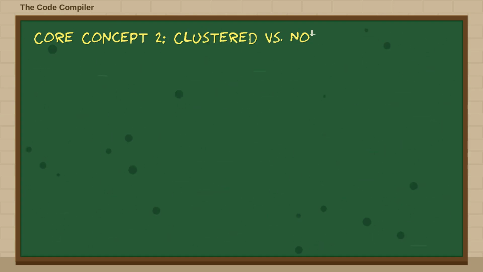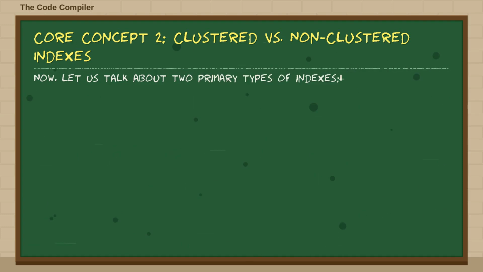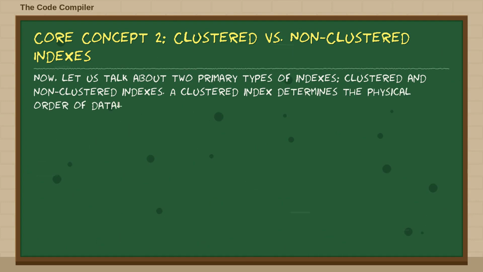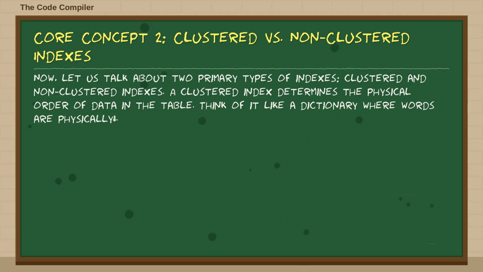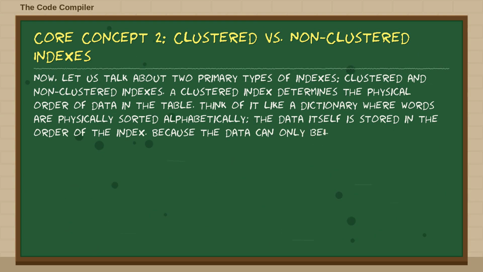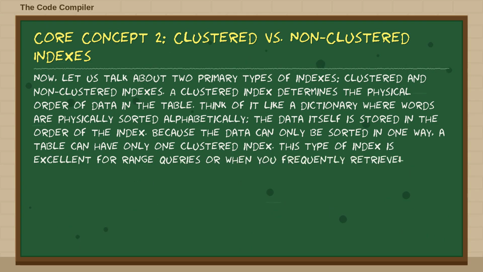Now, let us talk about two primary types of indexes: clustered and non-clustered indexes. A clustered index determines the physical order of data in the table. Think of it like a dictionary where words are physically sorted alphabetically. The data itself is stored in the order of the index. Because the data can only be sorted in one way, a table can have only one clustered index. This type of index is excellent for range queries, or when you frequently retrieve data in a specific order.